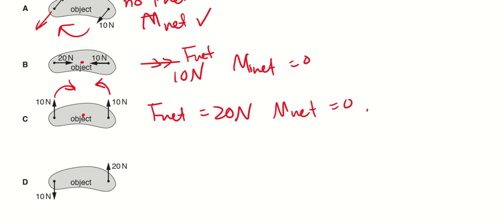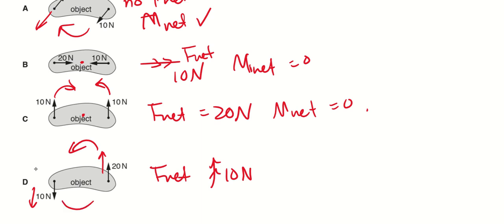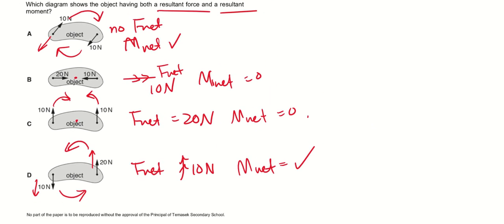Okay, how about this? 20 Newton upwards, 10 Newton downwards. So the F net is 10 Newton upwards. So this is going to be an anti-clockwise moment. This is going to be an anti-clockwise moment as well. So there's both F net and net moment. So answer is D.